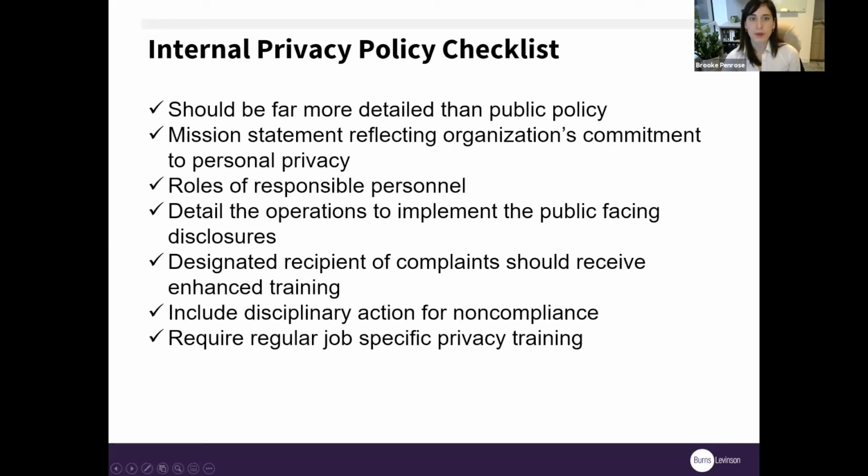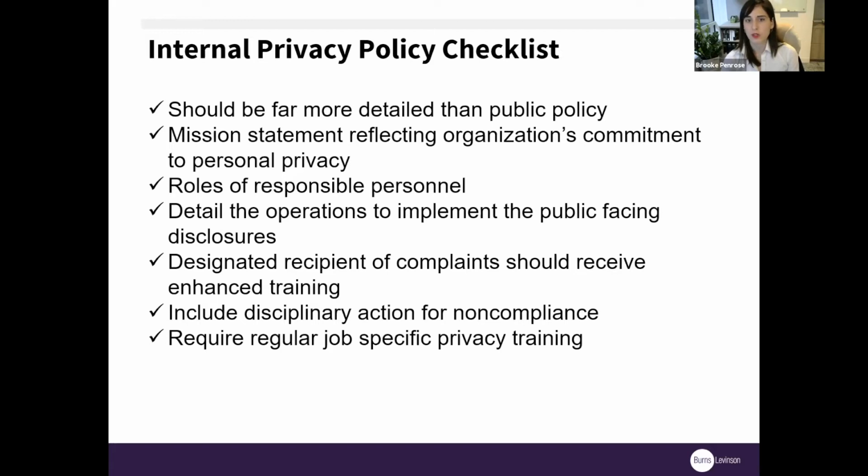In addition to a public-facing policy, you should also have an internal privacy policy that clearly informs employees how to handle personal data. These policies are generally far more detailed than a public policy and include operational guidance, not just principles. It may also be helpful to include a mission statement reflecting the organization's commitment to personal privacy, just to set the tone of the corporate culture.